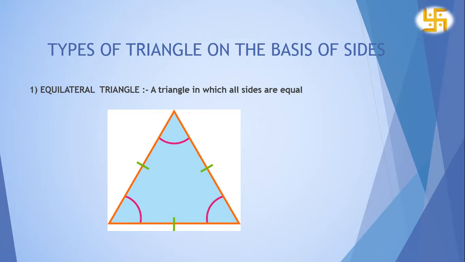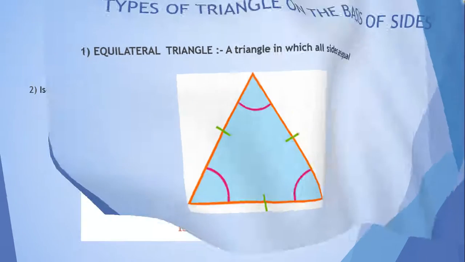First, we are discussing the types of triangle on the basis of side. The first type is the equilateral triangle. An equilateral triangle is a triangle in which all sides are equal. See in this diagram of a triangle, here are 3 sides. This is the first side, this is the second side, and this is the third side. All 3 sides are equal, so it is known as an equilateral triangle.